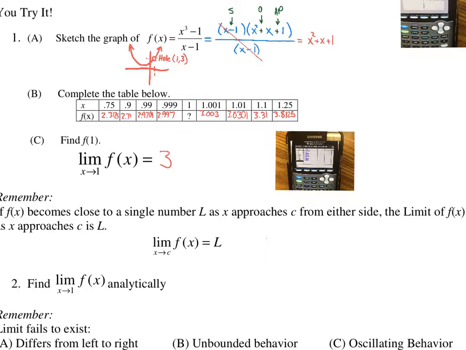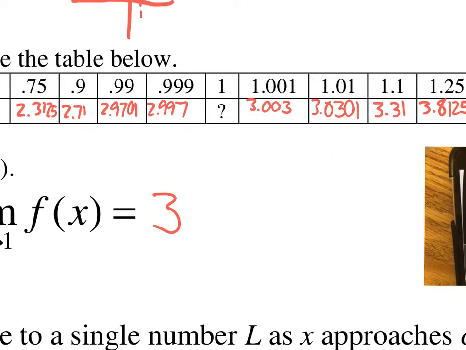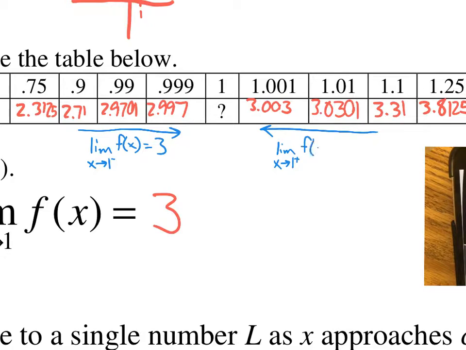Okay? And just to use our notation, from this side, we're coming from the left, the limit of f of x as x approaches 1 from the left is 3. And coming from the right here, the limit as x approaches 1 from the positive side, from the right, of f of x is also 3. Okay? Does that make sense? All right.